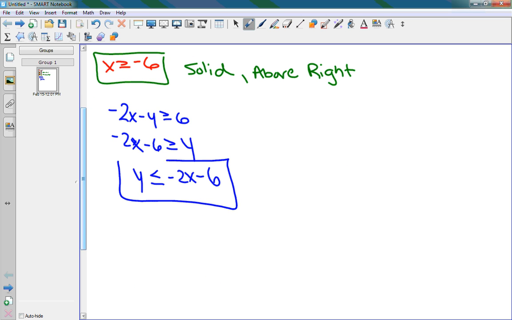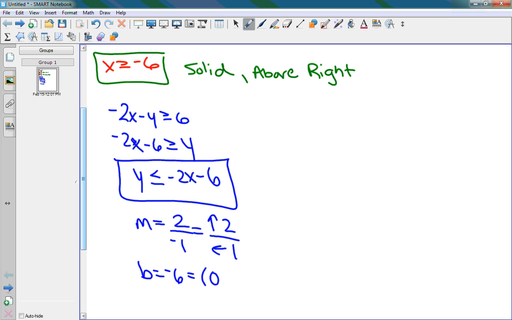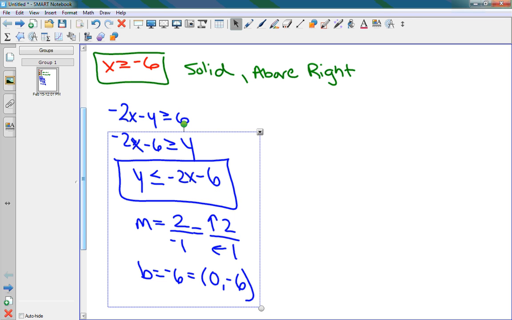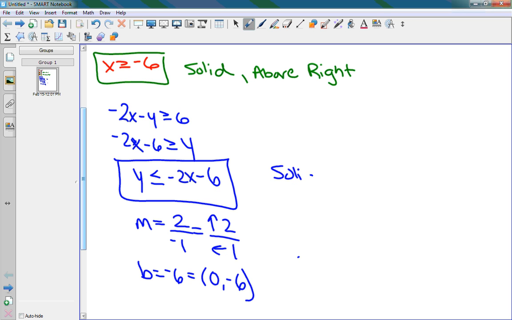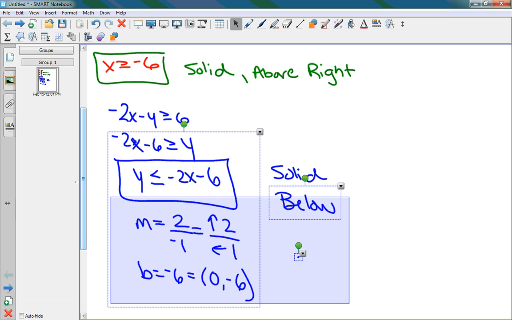That's important because that means my slope is going to be negative 2 over 1, which means I'm going to go up 2 units and to the left 1. And then my b value is negative 6, so that's my y-intercept, 0, negative 6. Before we go on, this is going to be a solid line, and I'm going to shade below it because it's less than or equal to.